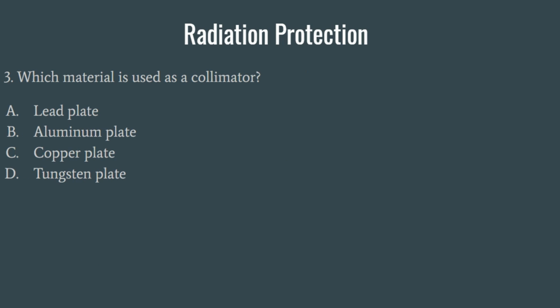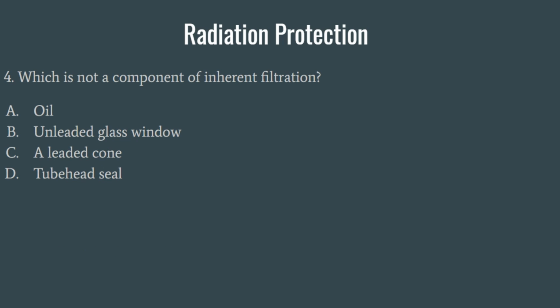3. Which material is used as a collimator? A. A lead plate, B. Aluminum plate, C. Copper plate, or D. Tungsten plate? The correct answer is A. A lead plate. And last review, which is not a component of inherent filtration? A. Oil, B. Unleaded glass window, C. A leaded cone, or D. Tube head seal? Correct answer, C. A leaded cone.